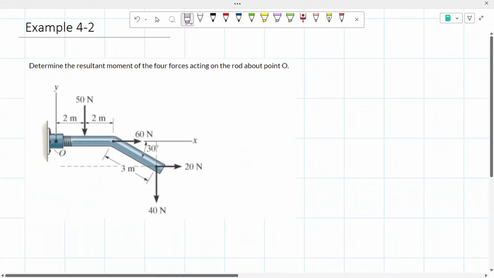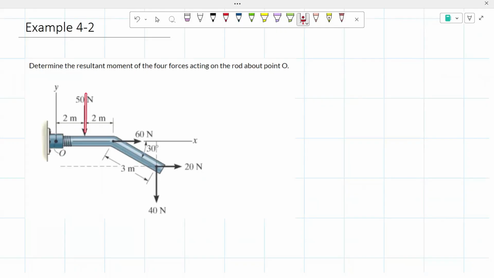Hello everyone, today we're going to be working on example 4-2, and this example is asking us to determine the resultant moment of the four forces acting on the rod about point O. So as you can see, here are four forces: the 50 newtons, the 60 newtons, the 40 newtons, and the 20 newtons. And we're going to try to determine the resultant moment acting on the rod about point O, which is right here.